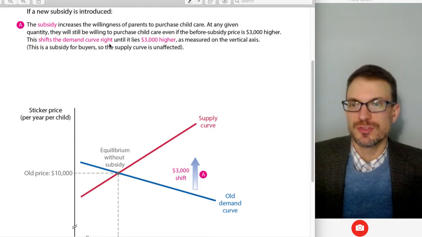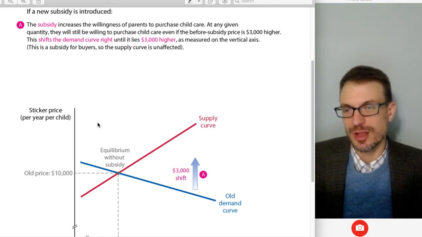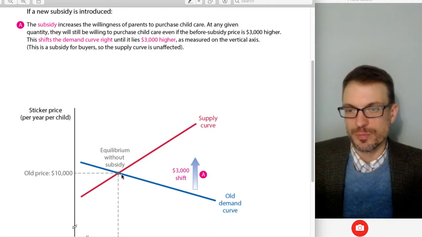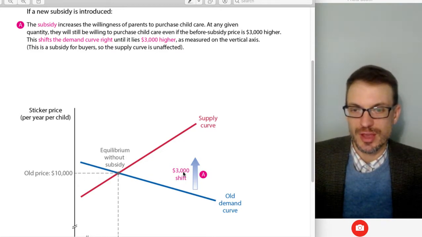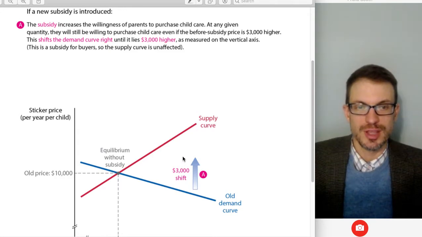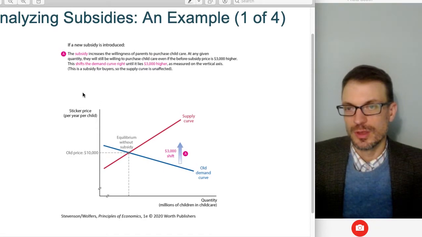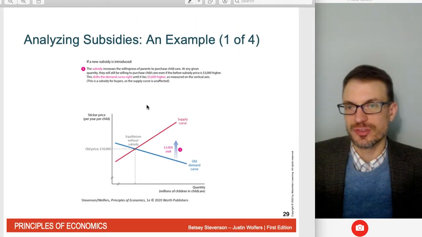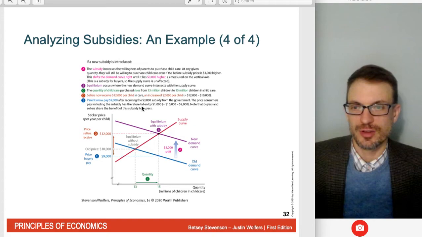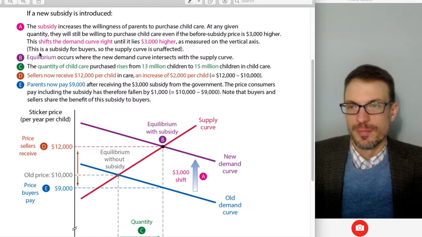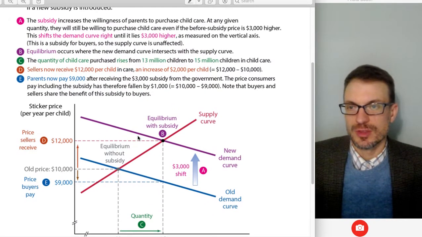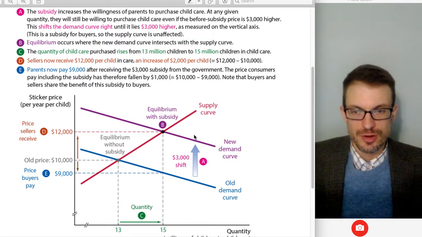So this shifts the demand curve to the right until it lies $3,000 higher as measured on the vertical axis, right? So the idea is, here's the old price, here's the equilibrium without the subsidy. Now we're going to give parents a $3,000 per year subsidy, which is going to increase their demand for childcare. So this is a subsidy for buyers. The seller supply curve is unaffected. I'll just go to the end here. The quantity of childcare purchased rises because we've got a new demand curve, right?